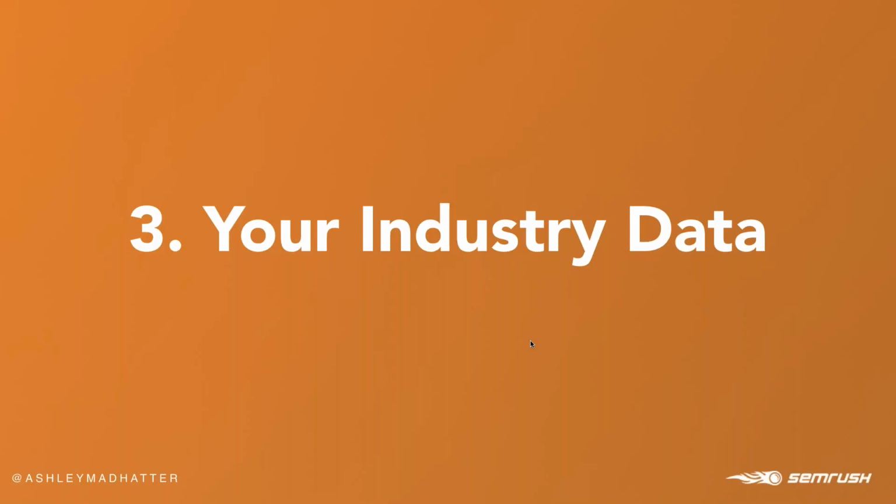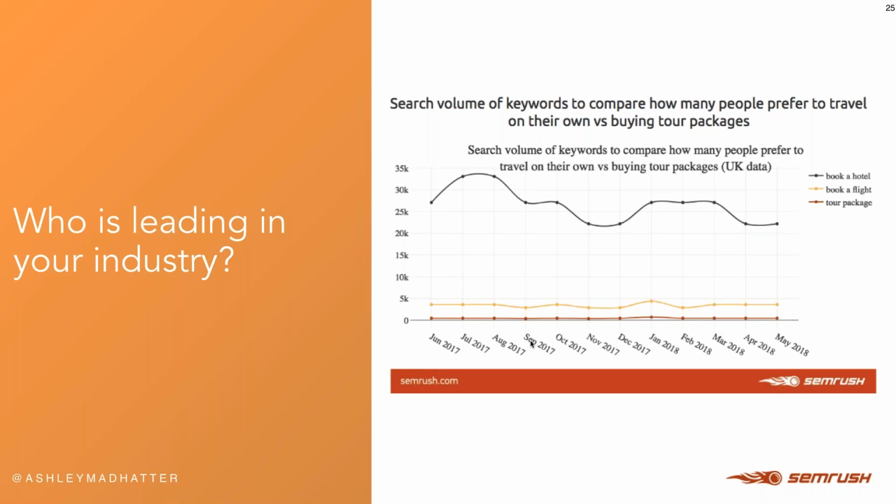And then you need to look at your industry data. So whether you have tons of clients in a variety of industries or you're in-house and you have one industry that you're focusing on, you have to pick apart the data that has to do with your own industry. So here we're looking at the search volume of keywords compared to how many people prefer to travel on their own versus buying tour packages. So we're just talking about the travel industry here. And just look at a search like that. People who are looking to travel on their own and how they can do it versus buying a whole tour package and doing things the easier way.